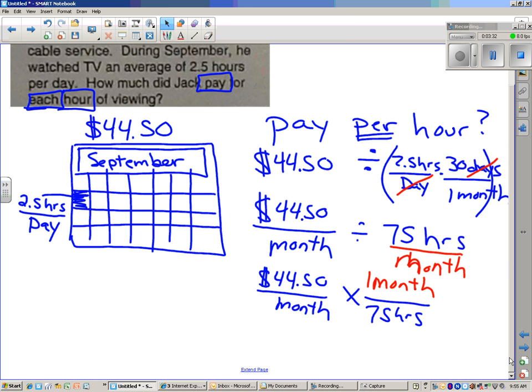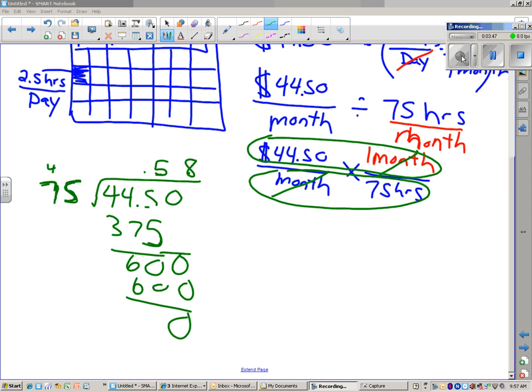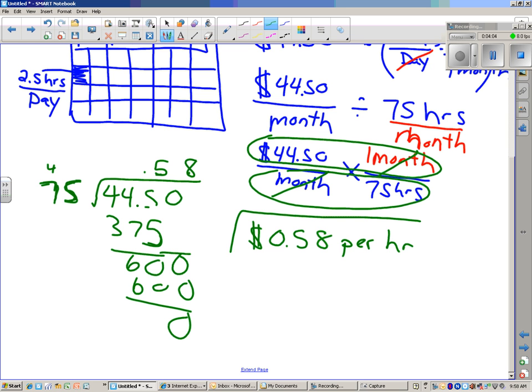Turns out the word month is actually going to cancel now in my work. You multiply the top, you multiply the bottom, and I'm going to pause the video as I actually do that work. So we've now calculated $44.50 divided by the 75 hours, and we got the final answer of 58 cents, and you can use the word per, is the price per hour is how much he actually pays.